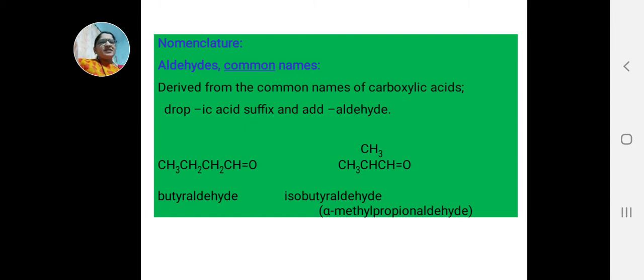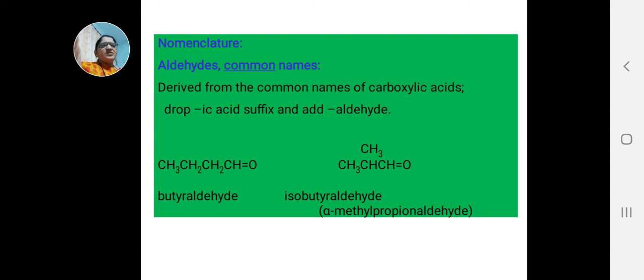Then the second example. In this example there are again 4 carbon atoms, but on the second carbon atom a methyl group is attached, hence it becomes an isobutyl group. Hence by oxidation it forms isobutyric acid. Again by replacing the ic acid of isobutyric acid with aldehyde, the name of this compound becomes isobutyraldehyde.